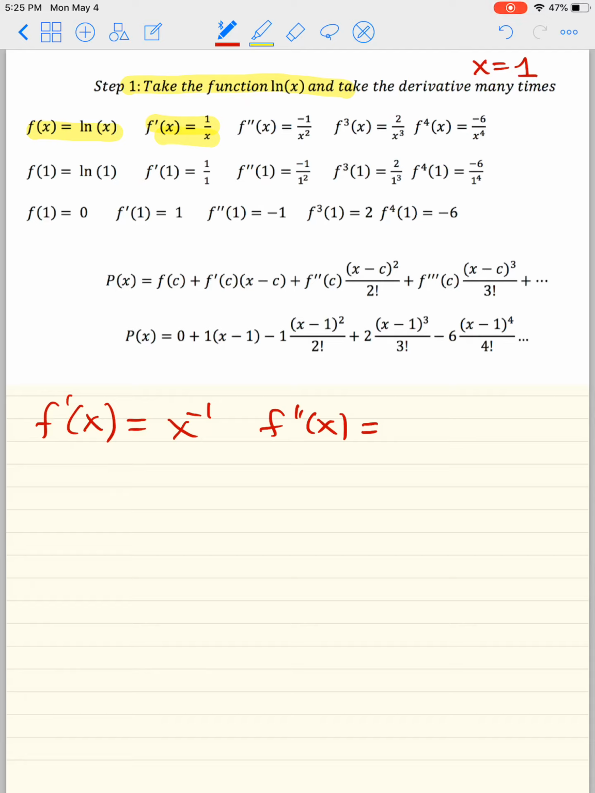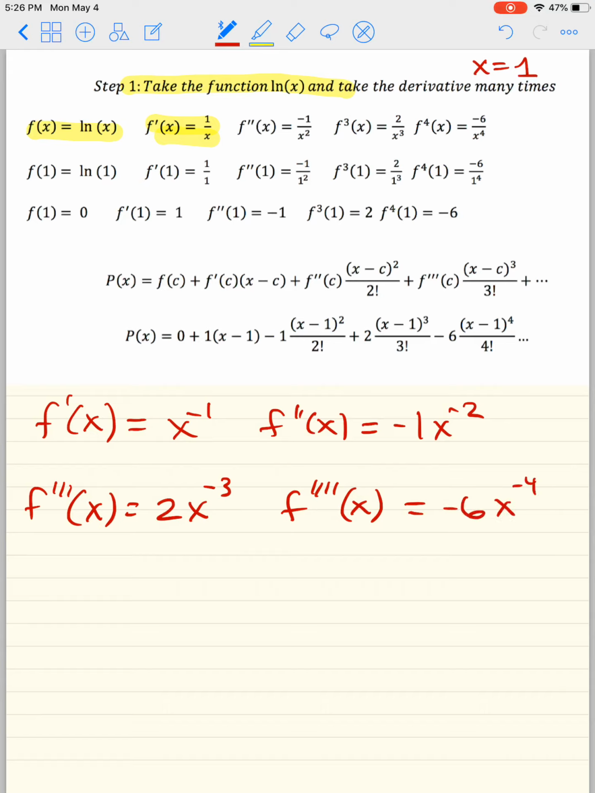You bring up the x to be -1, it becomes now -1x to the -2. The third derivative, you do the same thing, it will be +2x to the -3. The fourth derivative, I should really put a 4 there, would be -6x to the -4, and so on. And so what I did here was, second derivative, I rewrote as -1 over x squared because we know that negative exponents go on the bottom. 2 over x to the third for this guy, and then -6 over x to the fourth for this guy.